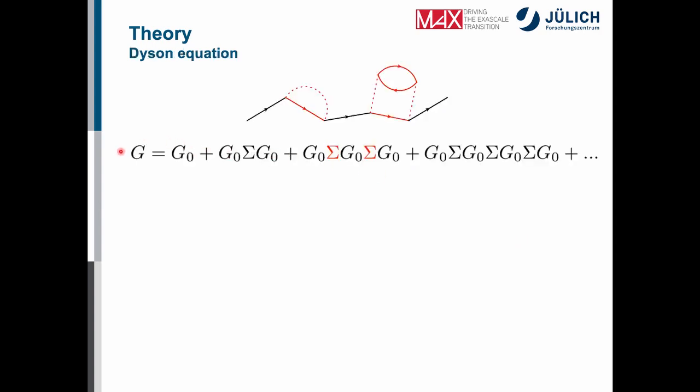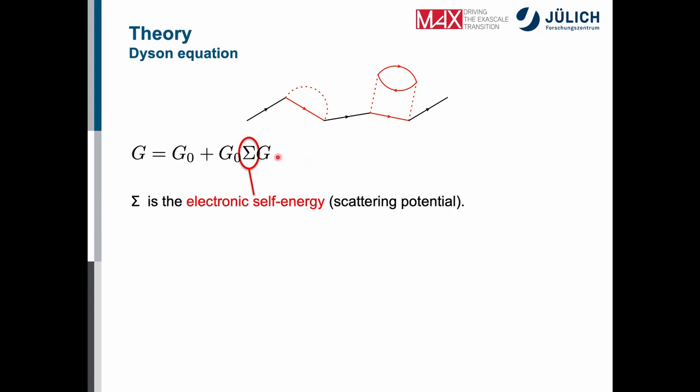The Green function of the interacting system G can then be written as an infinite series of terms. By factoring out the Green function of the real system, G, on the right-hand side, we arrive at this concise equation, which is called the Dyson equation. The Dyson equation relates the Green function of the real interacting system, G, to the Green function of a non-interacting reference system, G0. G0 can be obtained from any mean field system, for example, Kohn-Sham density functional theory using functionals like LDA, PBE, or any other GGA, LDA plus U, hybrid functionals, or Hartree-Fock. To emphasize the starting point dependence, one sometimes sees notations like this, GW at LDA.